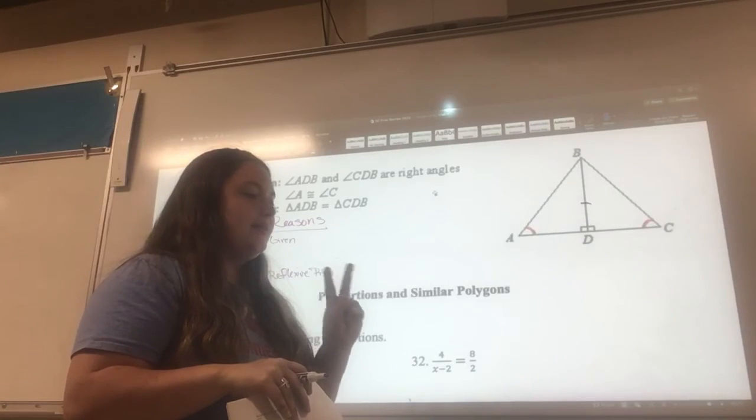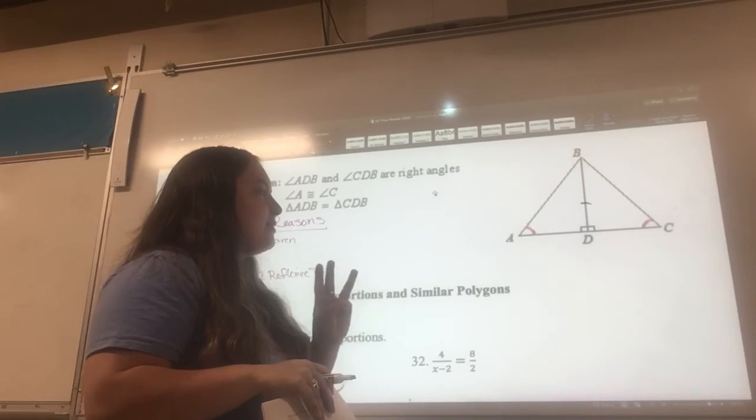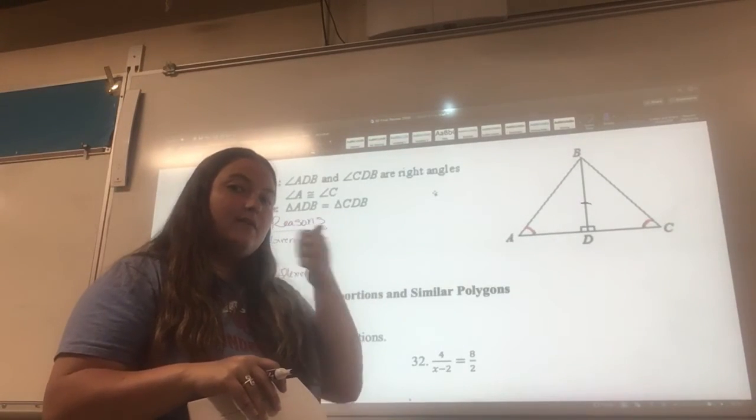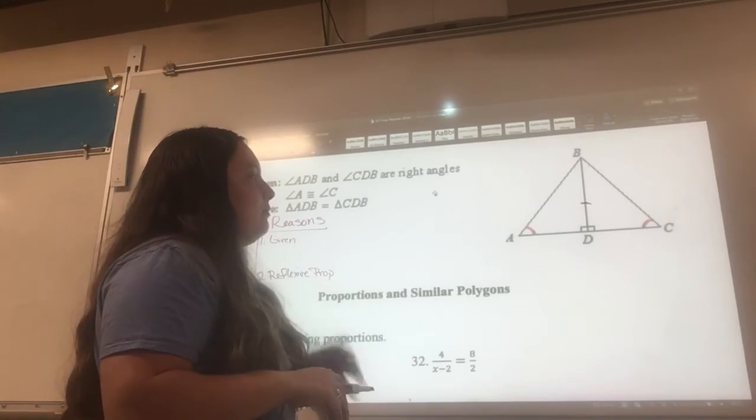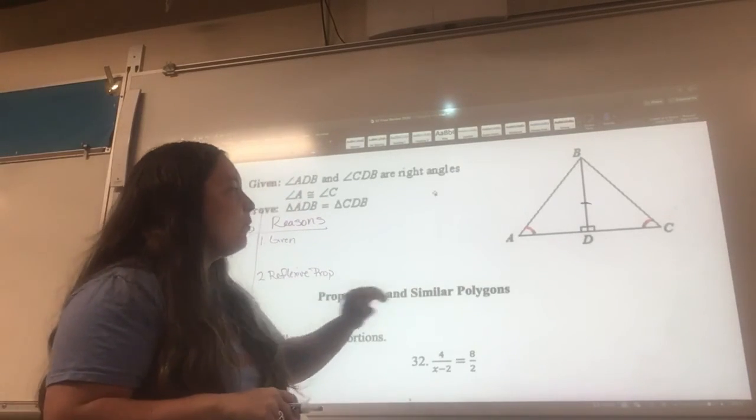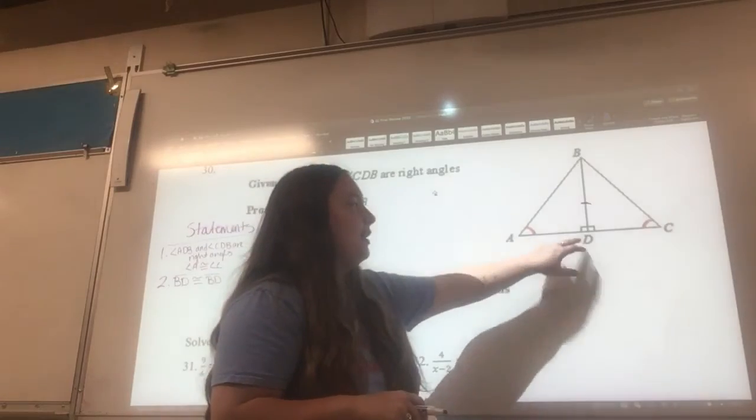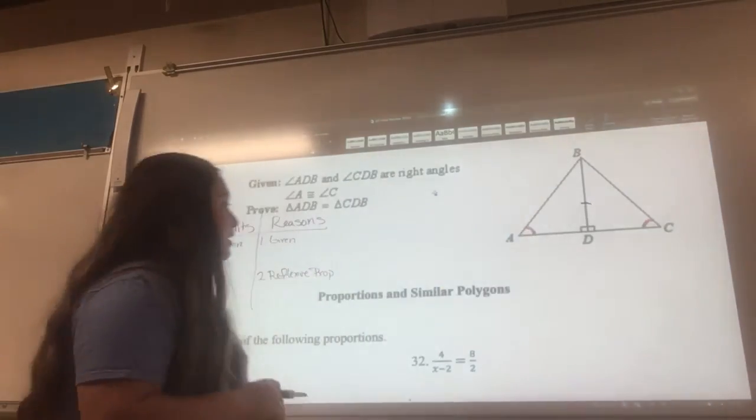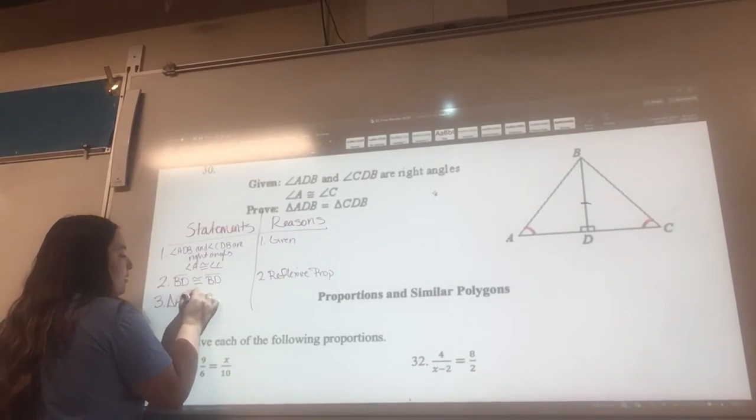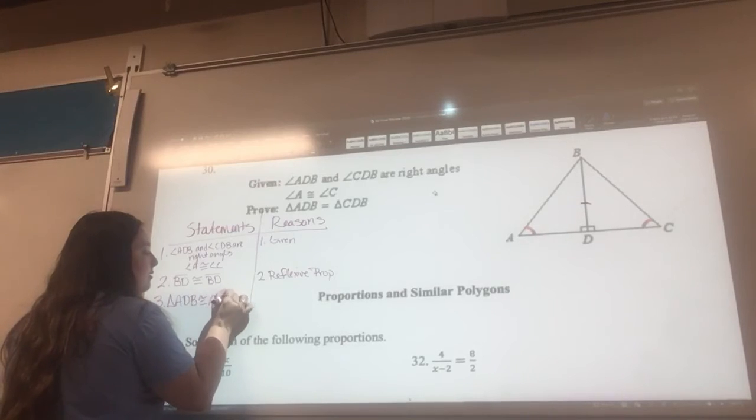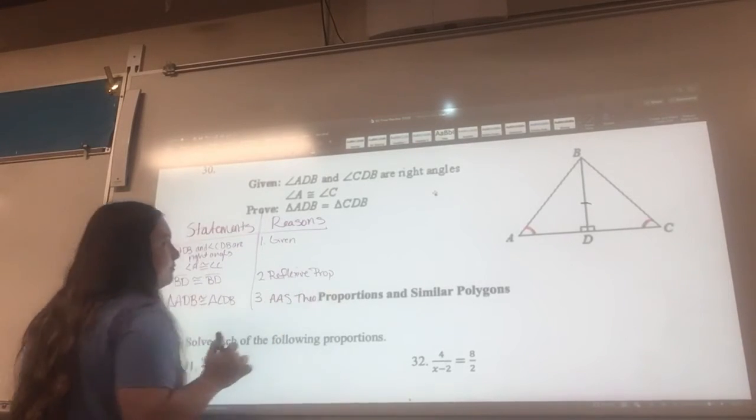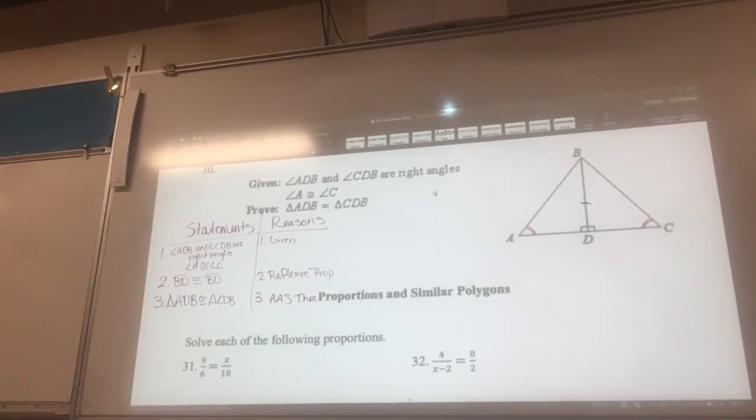Side, side, side, side, angle, angle, side, angle, and the hypotenuse leg. I just gave you the 5. The answers are back there. So, based off of those 5 theorems, what information do I have? Well, I have an angle and a side. So, I have enough information to say that these 2 triangles are congruent to each other because of the angle, side theorem. Okay, so we just did 30 together.